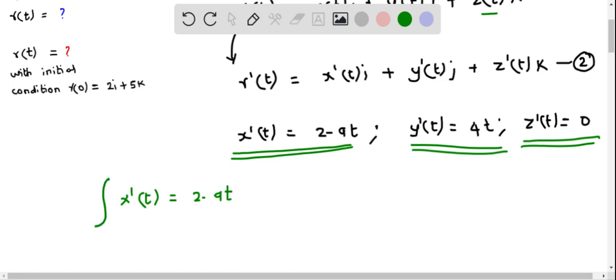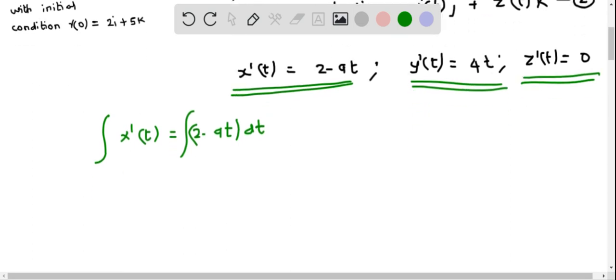We integrate both sides and then we put dt here. Integration of the derivative of the function, the x prime of t will become x of t when we integrate this derivative of x of t. So on the left side we get x of t, and here we can simply apply the power rule.